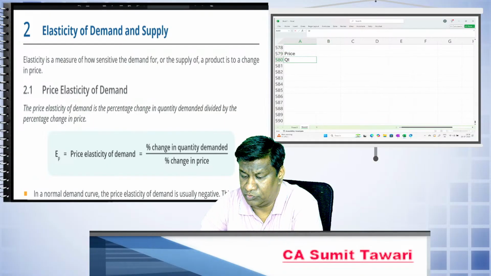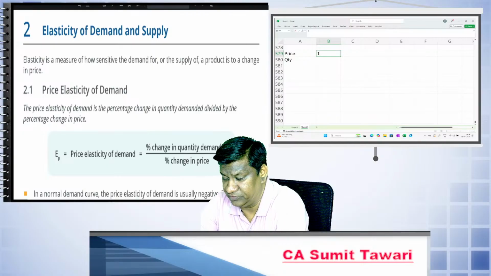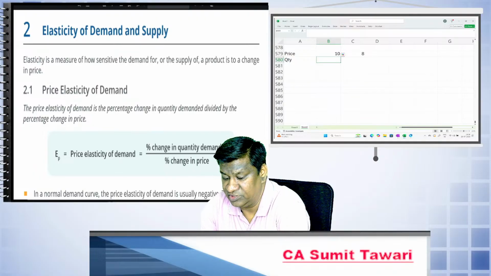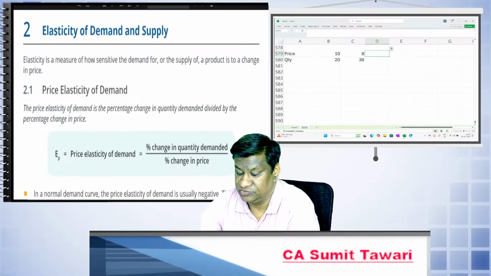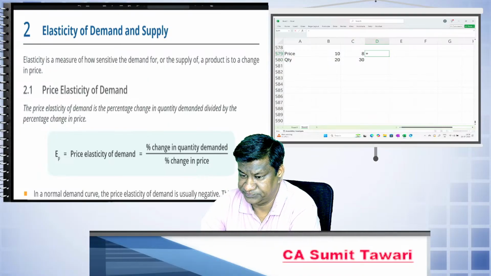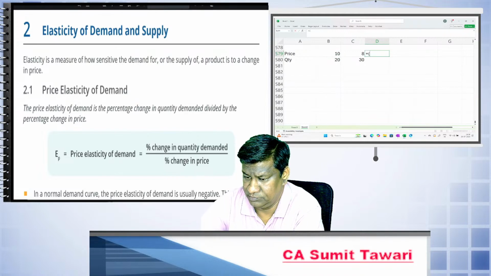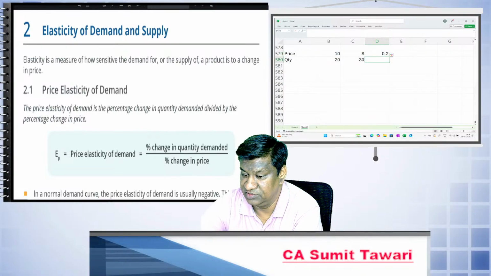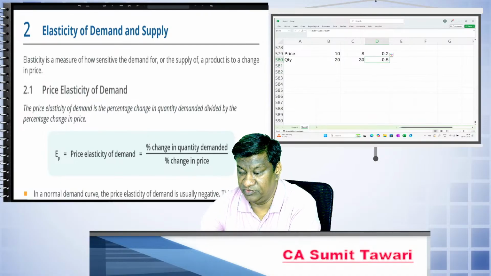Price, quantity. Okay, so initially the price is say 10, and now the price is reduced to 8. Okay, quantity, here we can buy 20, and as the price is reduced to 8, it is 30. Okay, so how much percentage change? Always we are calculating with respect to the original prices, so it is 20%. The same way here, 0.5. Okay, so 50%.